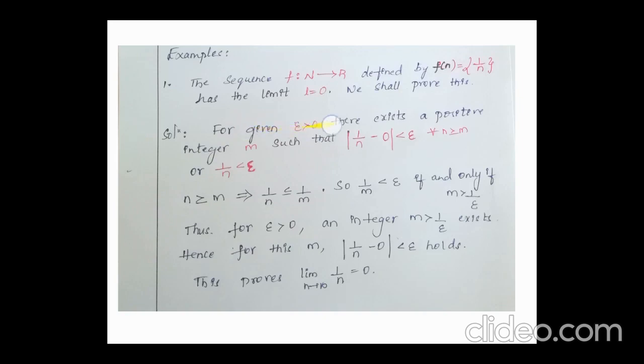For given epsilon greater than 0, there exists a positive integer m such that the modulus of 1 by n minus 0 is less than epsilon for all n greater than or equal to m. This is by the definition of the limit of a sequence. Here a_n is 1 by n and the L value is 0, so 1 by n minus 0 is less than epsilon for all n greater than or equal to m.